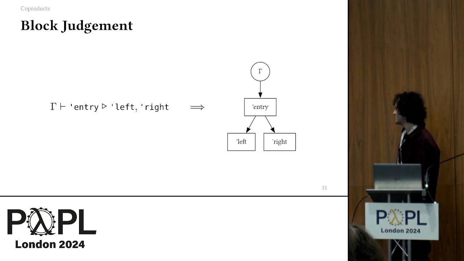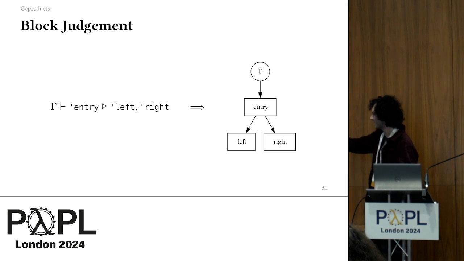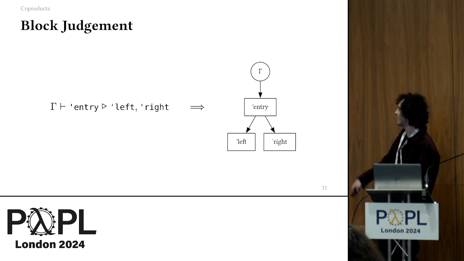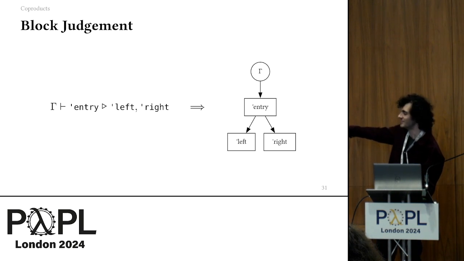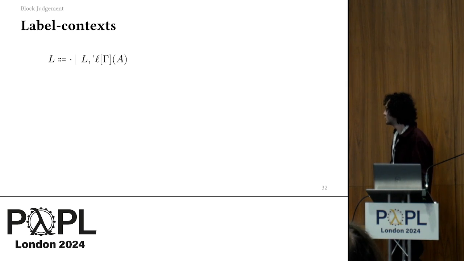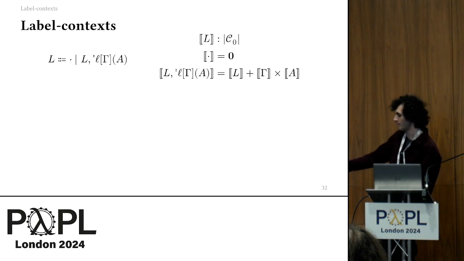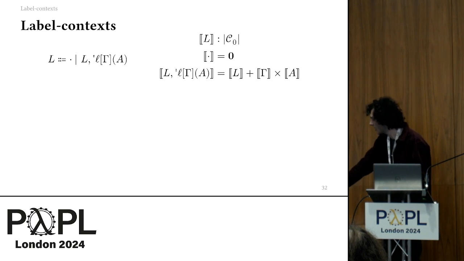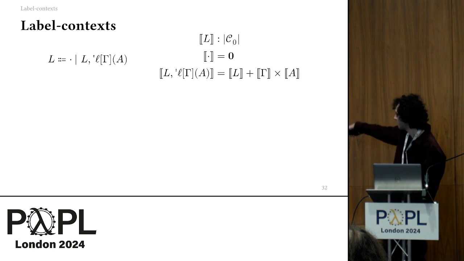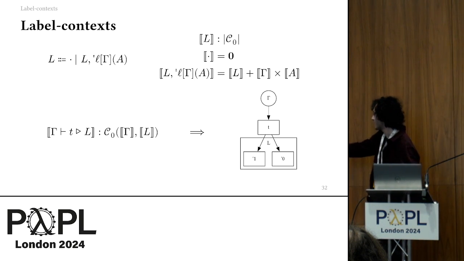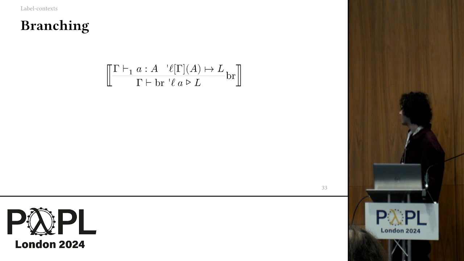Okay. So specifically, what I want to do is add a judgment that says that the entry block goes to either the left or the right with live variables gamma on entry. So that's what the diagram is going to look like. So we're going to need to add label contexts. Label contexts are just going to be pairs of a name, a context, and a parameter type. They have the obvious denotation. And now gamma says that T goes to L is just going to be a map from gamma to L, and that's what it looks like, right? Gamma is the live variables on the input, and it goes to one of the outputs.